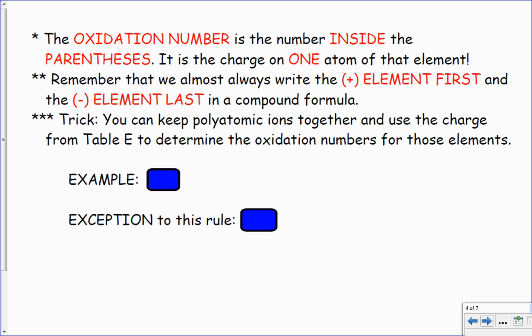Trick: you can keep the polyatomic ions, of course, together and use the charge in Table E. Example, HCl, exception to this rule, NH3. I do HCl. There's a +1 and a -1. NH3. Well, here's where the exception is. N in NH3. I believe hydrogen is a +1, which gives me a total of +3. And that means nitrogen needs to be a -3, and it's written first. Or could I do it the other way around?